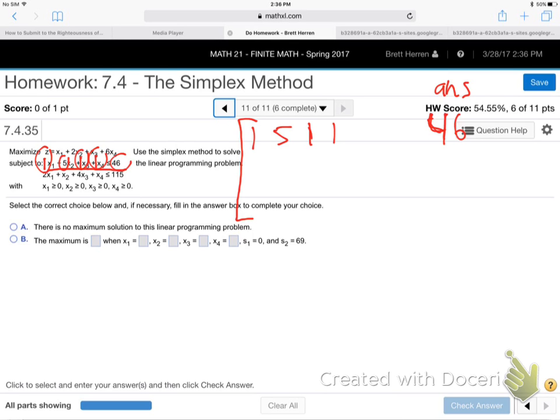Next row. What's the next row? 2, 1, 4, 1. I know there's going to be a slack. Let me hold up, though. And the answer way over in the right, 115. Good so far?